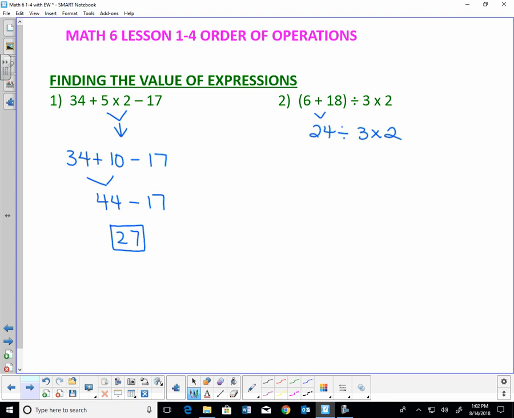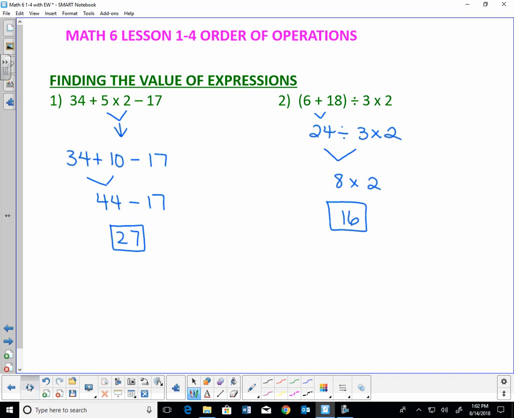If we read from left to right, this division comes before this multiplication. So I need to do 24 divided by 3 first, and get that to be 8, and then multiply that by 2 to get 16. It's very important that we follow our order of operations. Multiplication and or division, whichever comes first as I'm reading left to right.